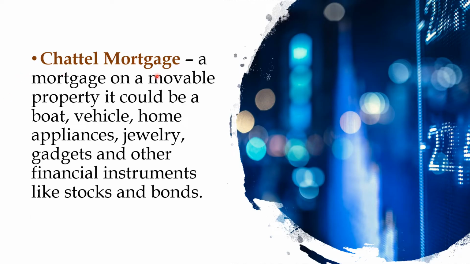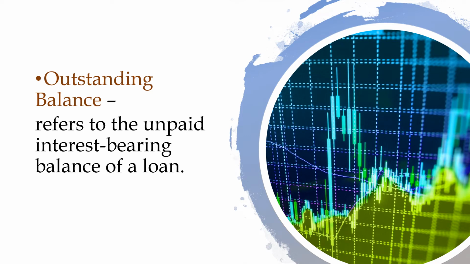Here we have chattel mortgage. It is a mortgage on a movable property. It could be a boat, a vehicle, home appliances, jewelry, gadgets, and other financial instruments like stocks and bonds. So, kapag ikaw ay nanguha ng mga gadgets or appliances at pinasok mo siya sa Home Credit, ang tawag doon is chattel mortgage. Chattel mortgage. Okay? Next, we have outstanding balance. It refers to the unpaid interest-bearing balance of a loan or the total amount na hindi mo pa nababayaran plus the interest itself, that is the outstanding balance.